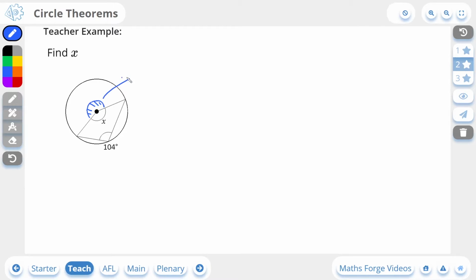So this angle here is double 104 degrees, which makes it 208 degrees. And the total angle around the point is 360 degrees. So we can find x by doing the following calculation.